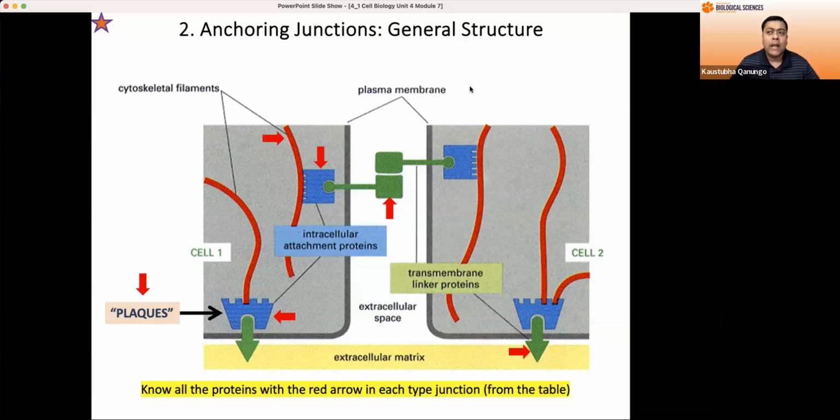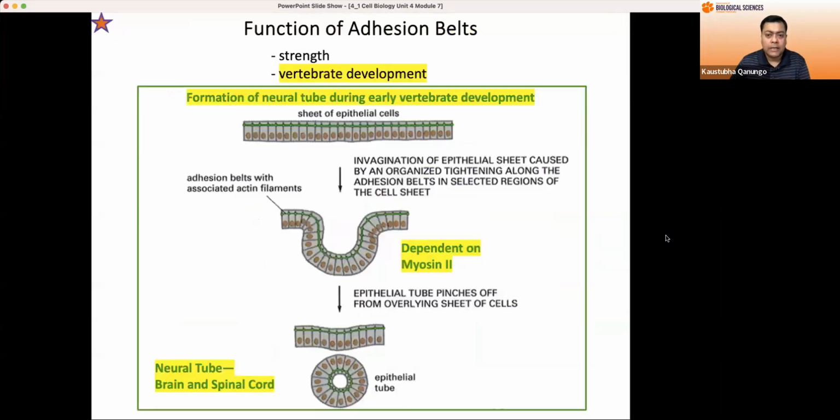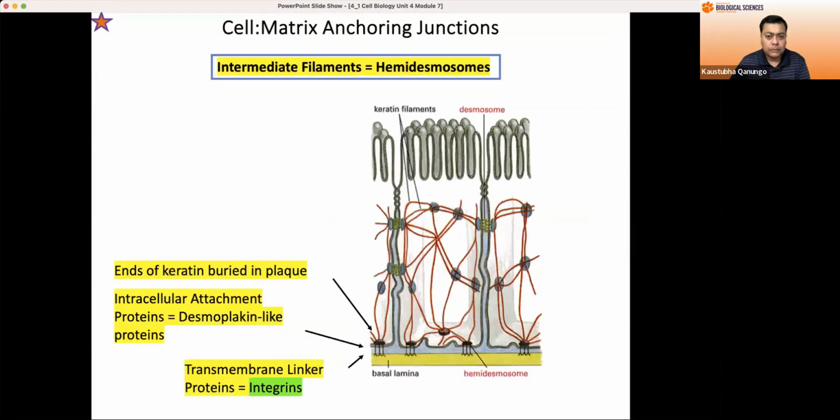Now let's go one at a time, and then I will show you how you basically explain. So first, think about the cytoskeletal filament, and we are looking only at the side, not at the basal layer. So first, we start with actin. If this cytoskeletal filament is actin right here, then we are going to see what your intracellular attachment proteins are right here, and what your linker proteins are. So let's go to that chart.